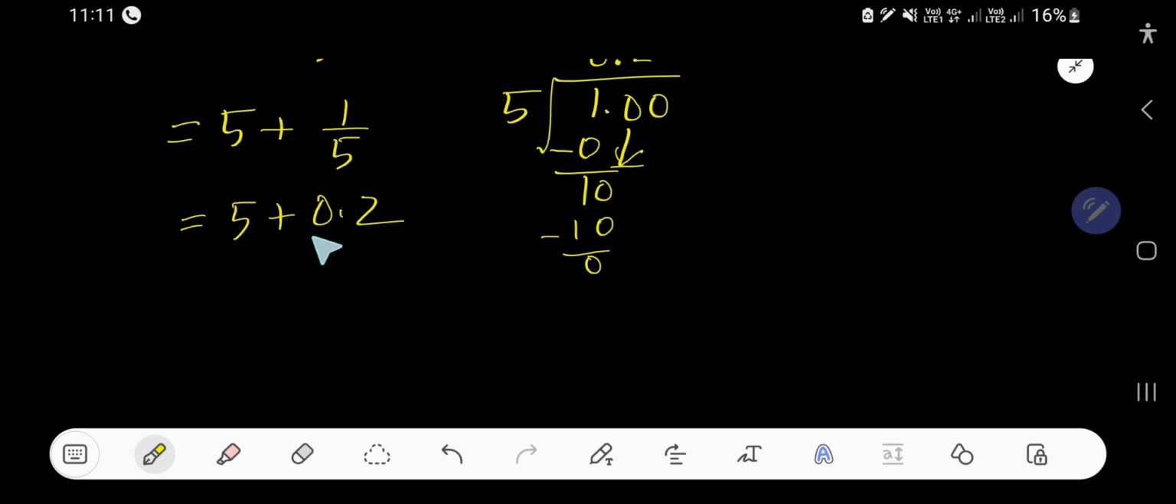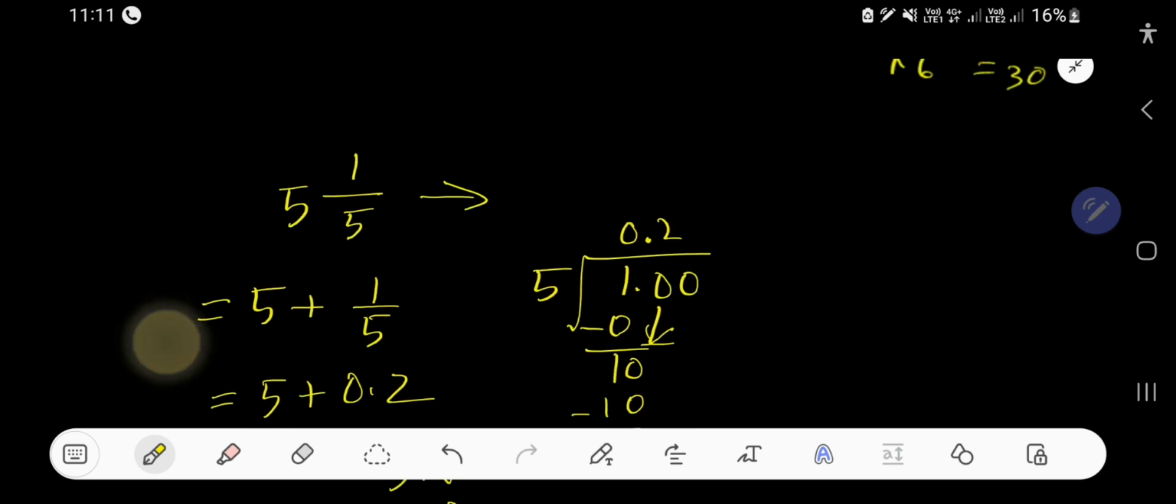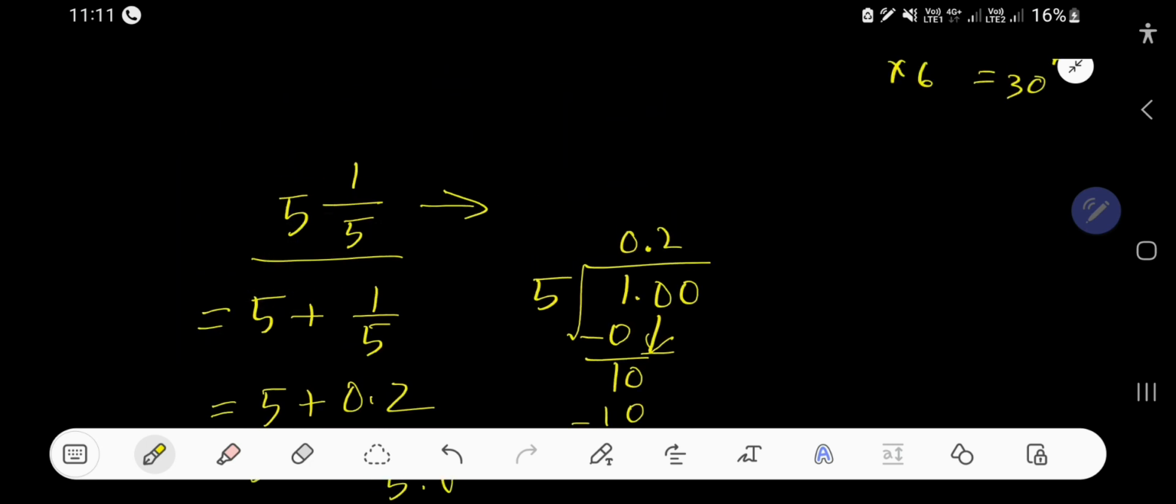So now add. 5 is a whole number, so let us make it a decimal number. Then line up the decimal point. Now add 2 decimal, then 5. 5.2, right? 5.2. So this is the way to convert a mixed number to decimal.